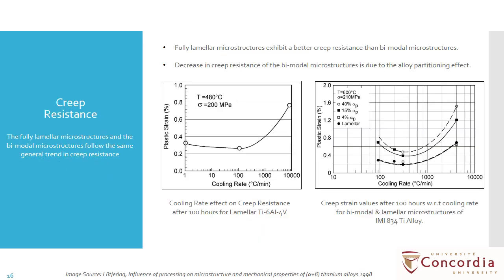Creep resistance. For high temperature applications, creep resistance is a very important property in addition to fatigue resistance. It can be seen that fully lamellar microstructures exhibit better creep resistance than bimodal microstructures. This decrease in creep resistance of the bimodal microstructures with increasing volume fraction of alpha phase over the whole range of cooling rates is shown in the figure. This can be explained by the negative impact of the alloy partitioning effect in the bimodal microstructures.